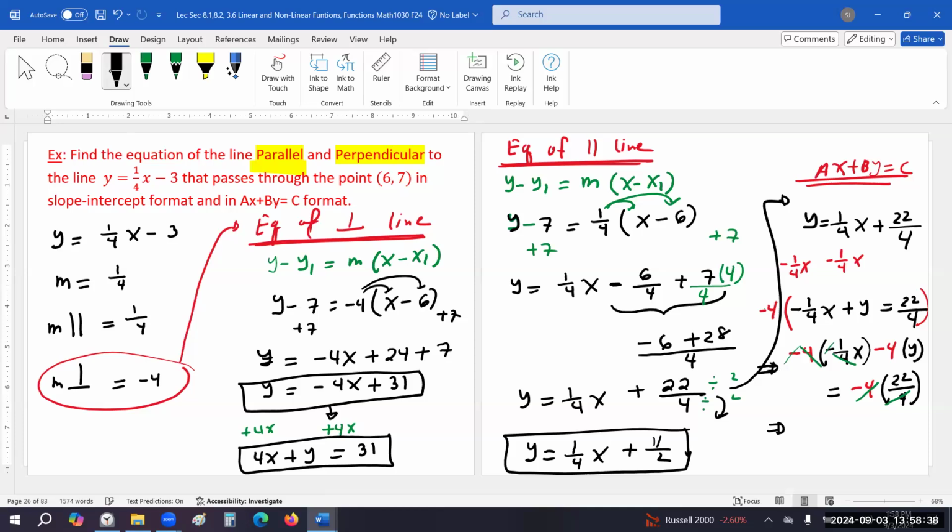So what is left at the end? X minus 4y equals, we have a negative sign, right? And 22. So it's negative 22.